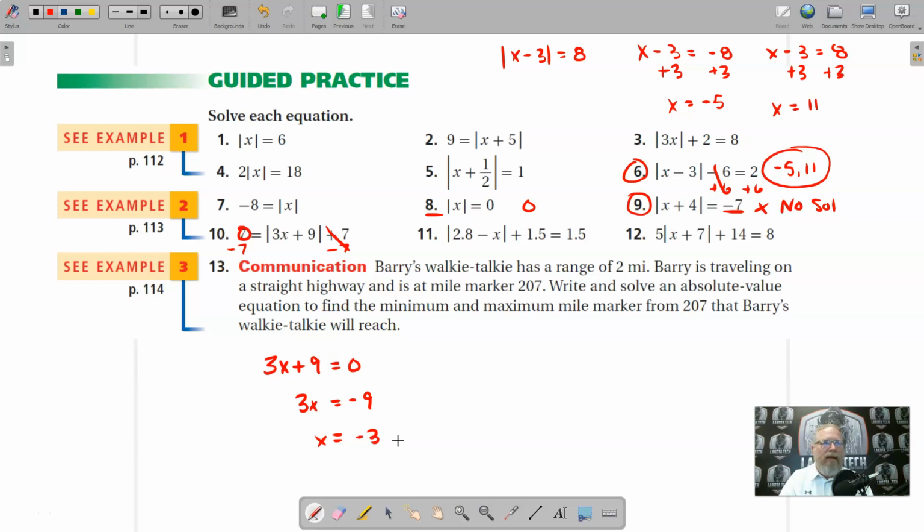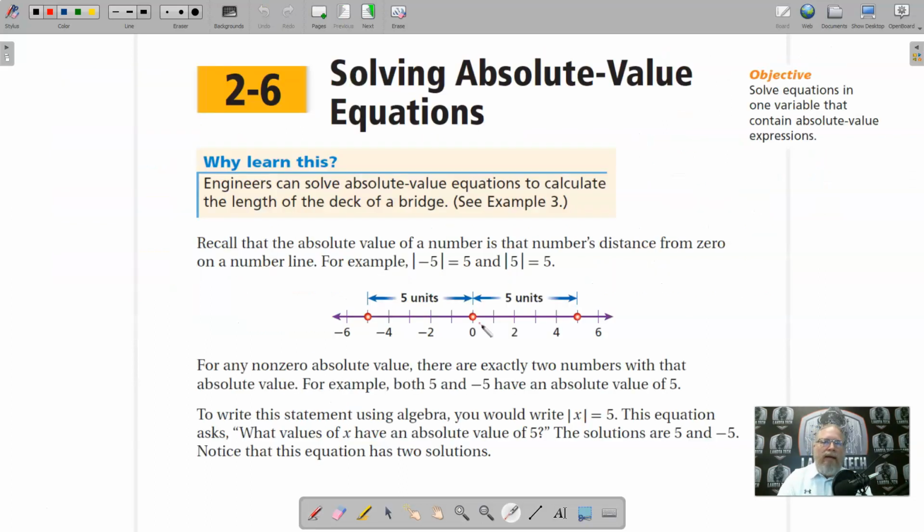All right, that's pretty much all I think I'm going to do for this activity. So that concludes the instruction for Chapter 2, Lesson 6 of the Algebra 1 textbook, Solving Absolute Value Equations. Thank you.